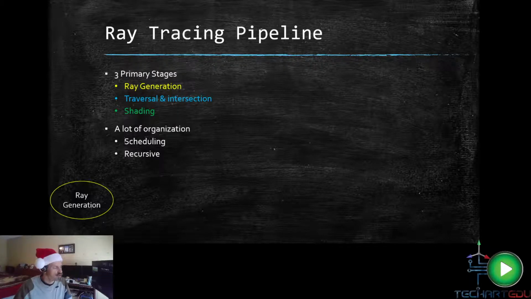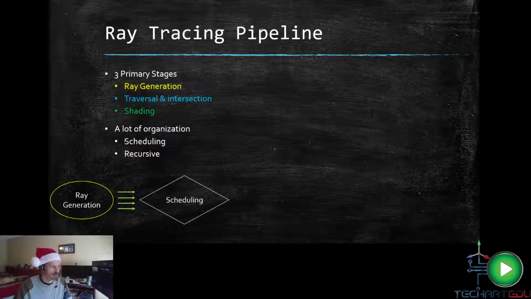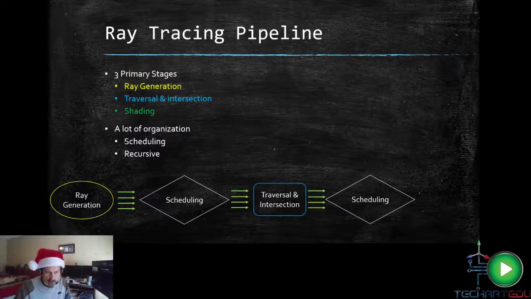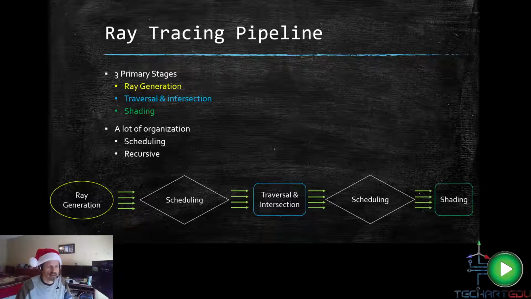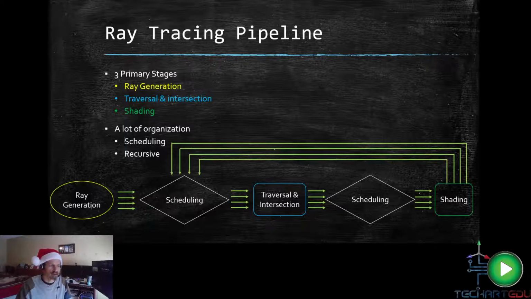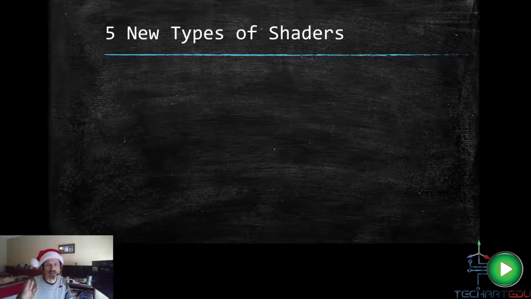You've got the ray generation generating the initial pixels, or generating the initial rays. Then this goes through all the scheduling. And then it goes through the traversal and the intersection stage. And then once it's gone through that, it goes through more scheduling because, when it intersects objects and traverses objects, more rays are being created. And then it finally goes through the shading stage. And then once through the shading stage, then it might get returned right back to the scheduling and then start rendering some more rays. So what this means is that there are going to be 5 new types of shaders.